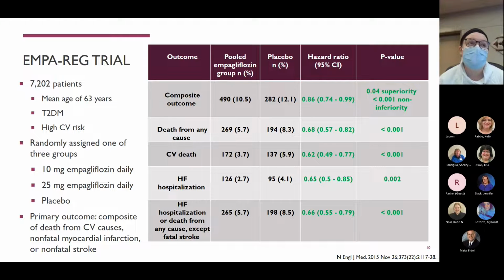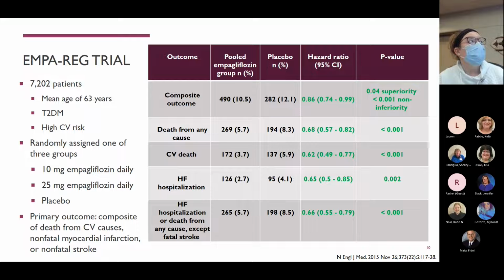So the recommendation for adding SGLT2 specifically to the guideline recommendations is supported by the findings of the EMPA-REG trial. This was a trial that included roughly 7,000 patients with a mean age of 63 years. They were all patients that had type 2 diabetes and had a high risk of a cardiovascular event. Each of these patients was assigned to receive the doses listed on the screen of empagliflozin, or the brand name Jardiance. You may recognize it as that. The primary outcome was a composite of death from cardiovascular causes, non-fatal MI, or non-fatal stroke.